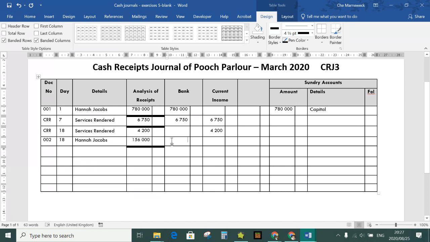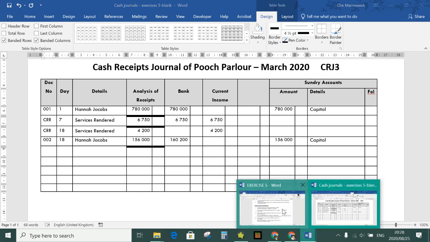So on your calculator, 156,000 plus 4,200 gives us 160,200. We don't record this value anywhere else. We take this amount. That's what we received. She's increasing the capital contribution of the business. Capital goes under sundry because there's no column for it. So on the very same line, just make sure you're on the same line, 156,000 Rand, and that is for capital.